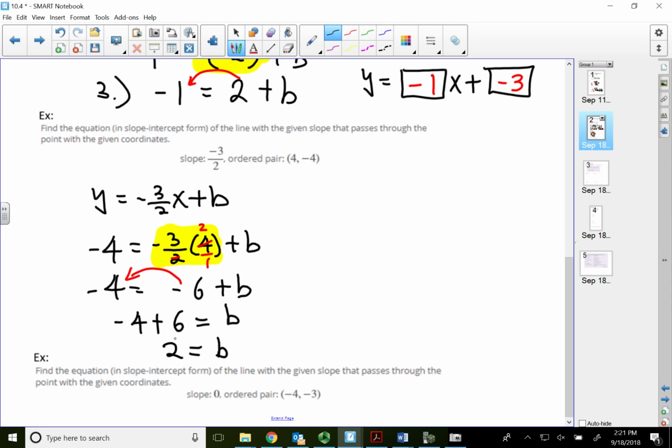Once I got my b, along with what I already began to write, my equation of the line is y equals -3/2x plus 2. That's all it is. That's how we find the equation of the line using a slope and a point.